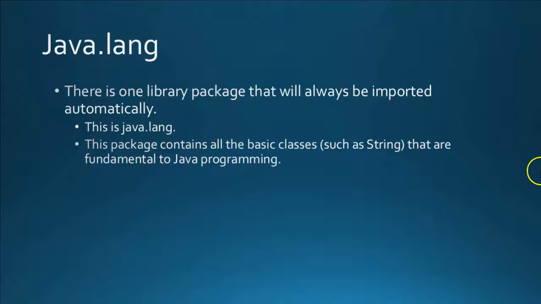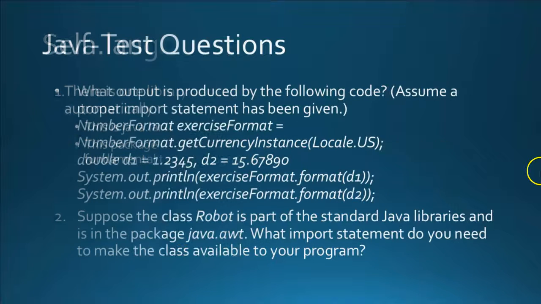All right. Now there is one library package that will always be imported automatically. This is java.lang. This package contains all the basic classes, such as String, that are fundamental to Java programming. So I don't have to do an import statement for it because it's always going to be there. Even when we go back to a very basic Hello World program, it had java.lang inside of its libraries because it's the fundamental package. This is the base level right here.